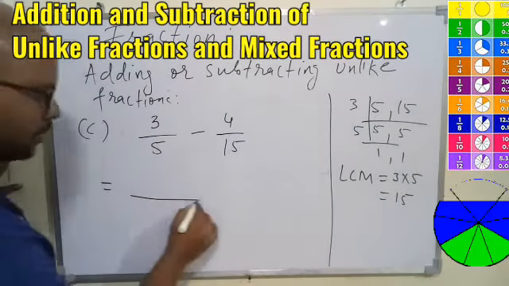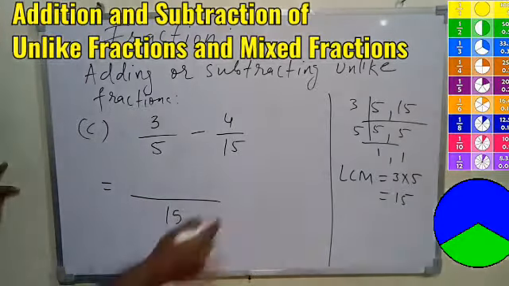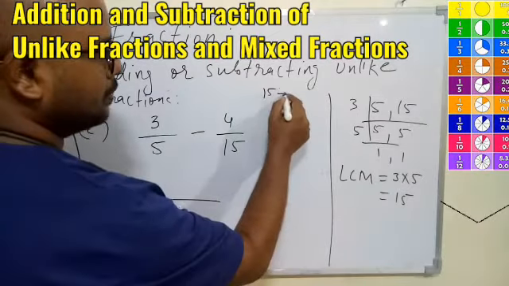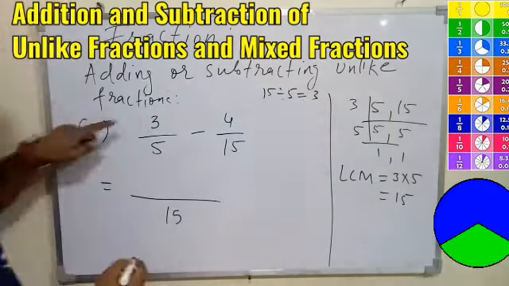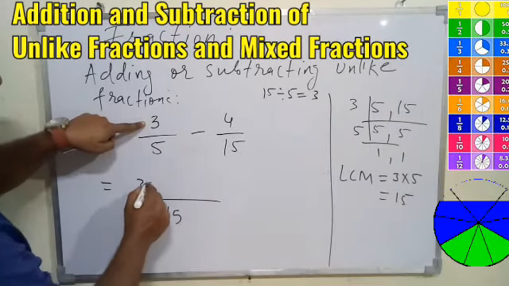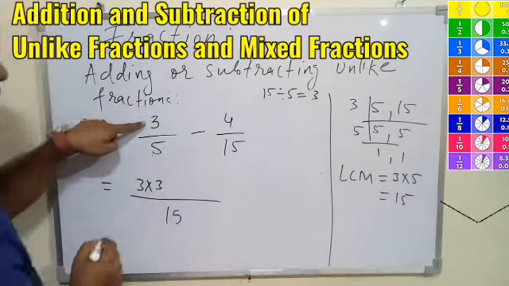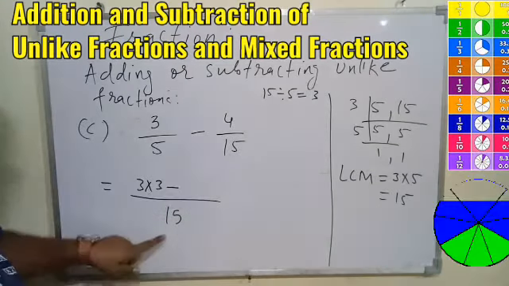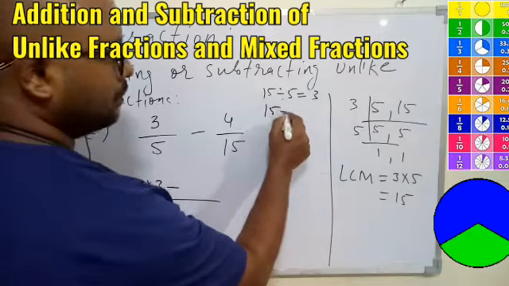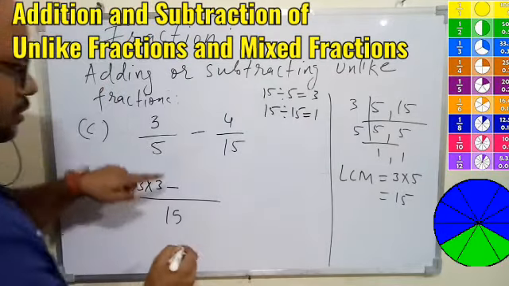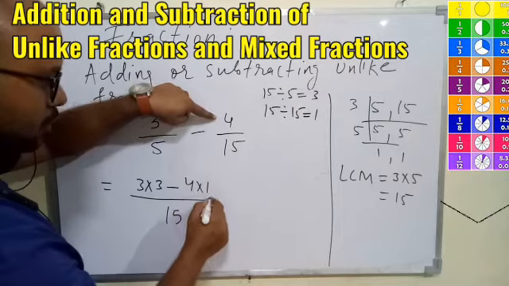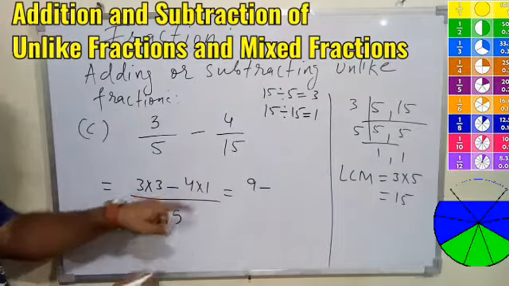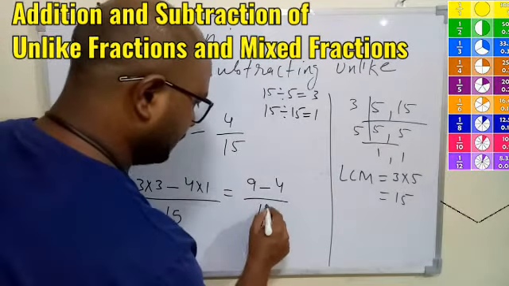So after this write down 15, which is the LCM of both, and now we have to divide 15 by 5. So if you divide 15 by 5, how much do you get? 3 only. So this 3 will be multiplied with the 3 only. Now in between we have the minus sign. Then again we will divide 15 by 15, what will we get? 1 only. So we will multiply 4 with 1 only. And the rest we can do: 3 3s are 9 minus 4 1s is 4, over 15.